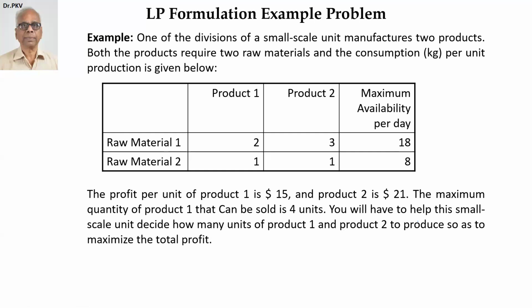Further, the problem states the profit per unit of product 1 is $15 and product 2 is $21. The maximum quantity of product 1 that can be sold is 4 units. You will have to help this small scale unit decide how many units of product 1 and product 2 be produced so as to maximize the total profit.